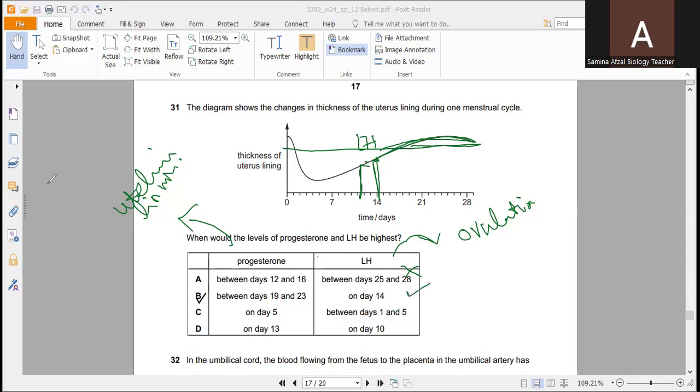On day 5, no, everything is lowest at this stage. Luteinizing hormone is highest at 14, due to which the progesterone level is increasing as ovulation has taken place. So the progesterone level is increasing. So B is the correct option. C, D, and A are not the correct options.